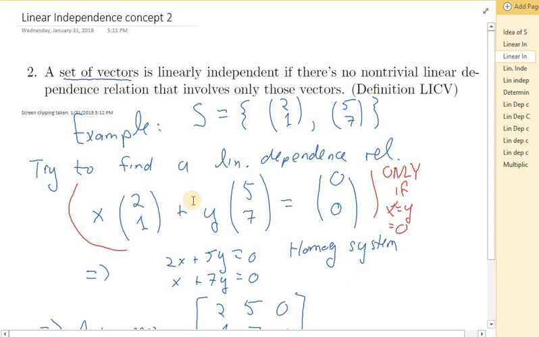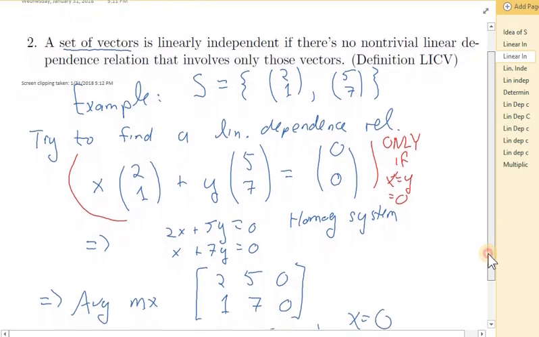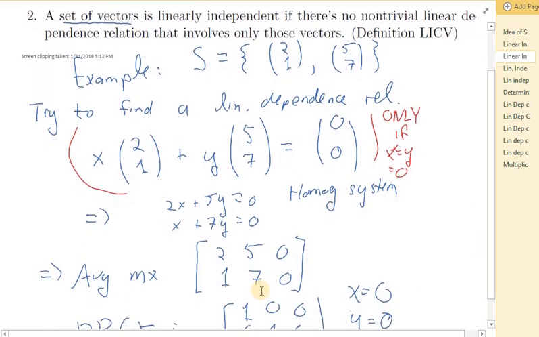All right, so here I have a homogeneous system. x times 2, 1 plus y times 5, 7 equals 0, 0. We know how to solve this. We can write this as a system of equations. We know we can write it with the augmented matrix. We don't actually need the augmented matrix. We can reduce the coefficient matrix. We know that the last column will be all zeros.